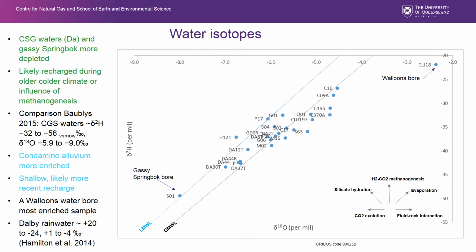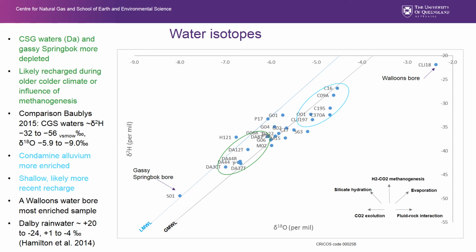This is showing the water isotopes. The coal seam gas waters and the gassy Springbok were more depleted. The gassy Springbok had the most depleted value, pointed out at the bottom. These are likely recharged during older, colder climates or show influence of methanogenesis.